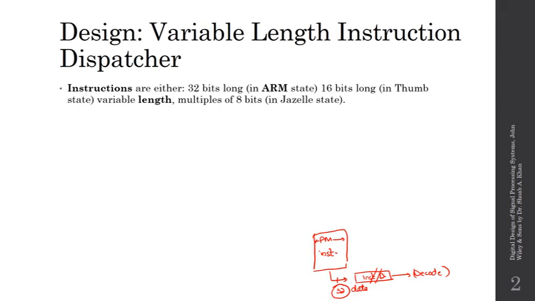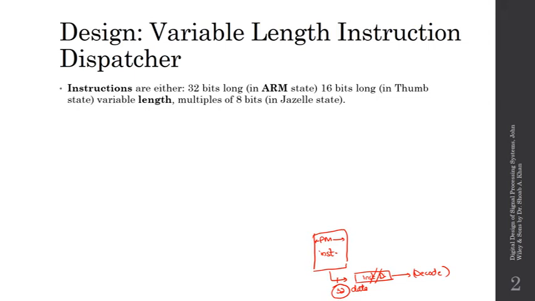The instruction dispatcher has to analyze the 32-bit data coming into it, and on the basis of that 32-bit data, it has to understand if it's a 32-bit long instruction, a 16-bit instruction, or an 8-bit instruction, so that accordingly the set number of bits can be sent to the decode unit for processing.